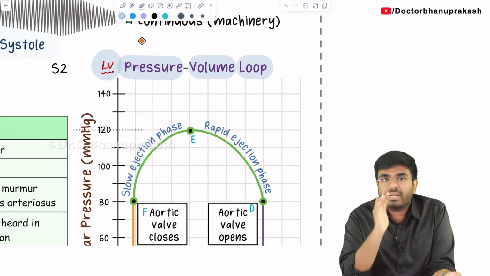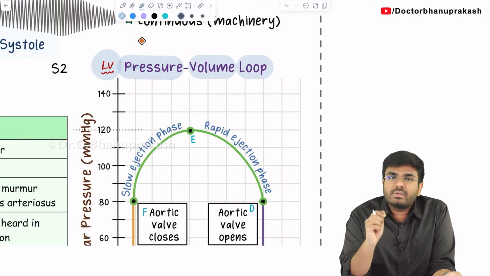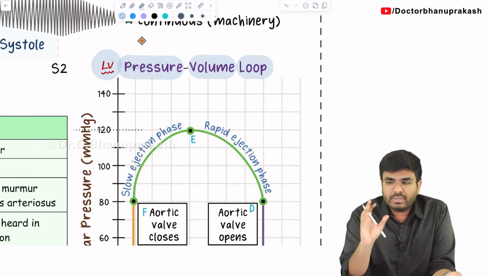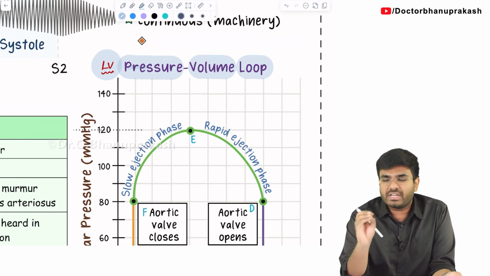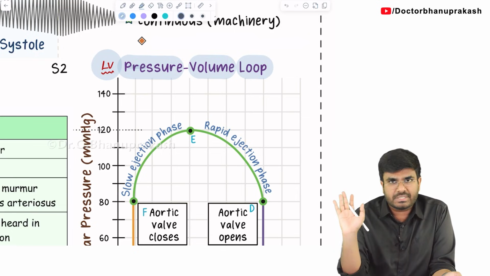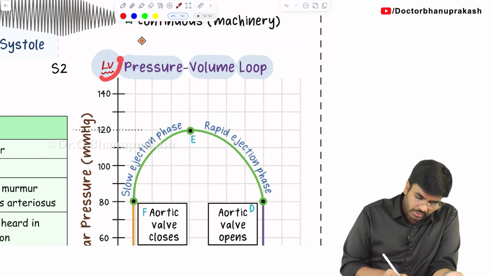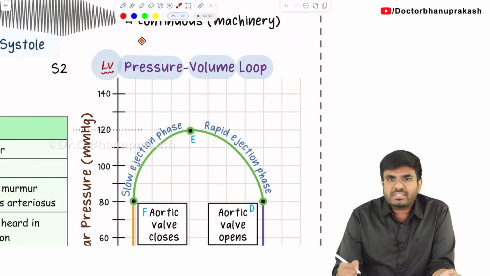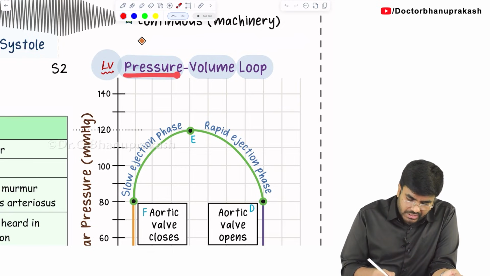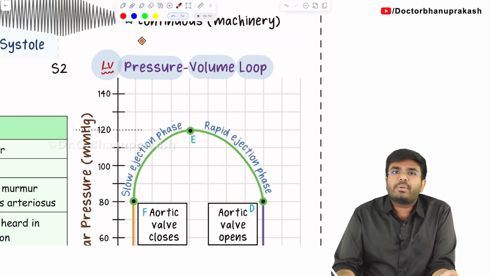If you have understood the cardiac cycle, this will be a very easy topic. That's why I told you, cardiac cycle is the most important thing. If you understand the cardiac cycle, all the other topics will be easy peasy, a cakewalk. Now, which chamber of the heart am I talking about? The left ventricle. In the left ventricle, we are going to check the volume changes and pressure changes.